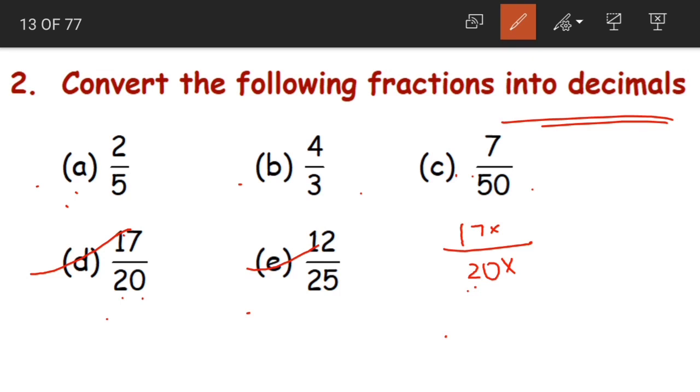First, we are having 20. Can we multiply 20 with something to get 10? No, it's not possible at all. We cannot multiply 20 with anything to get 10. So let us see for 100. 20 into 5 is equal to 100. Yes, 20 into 5 is equal to 100. So even the numerator will multiply with 5.